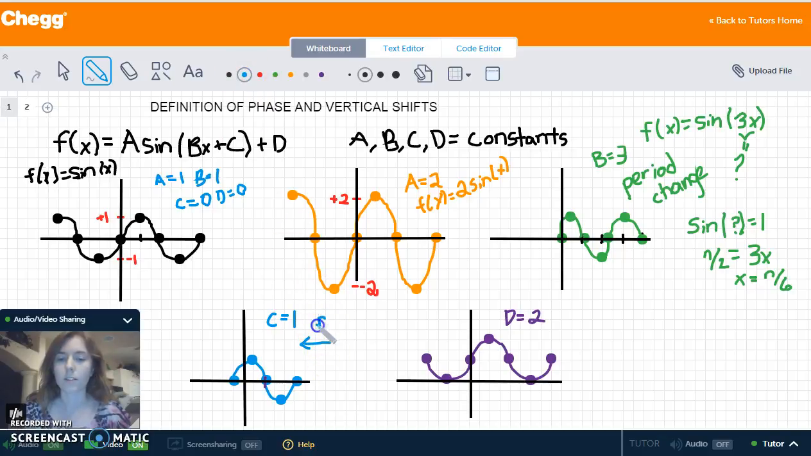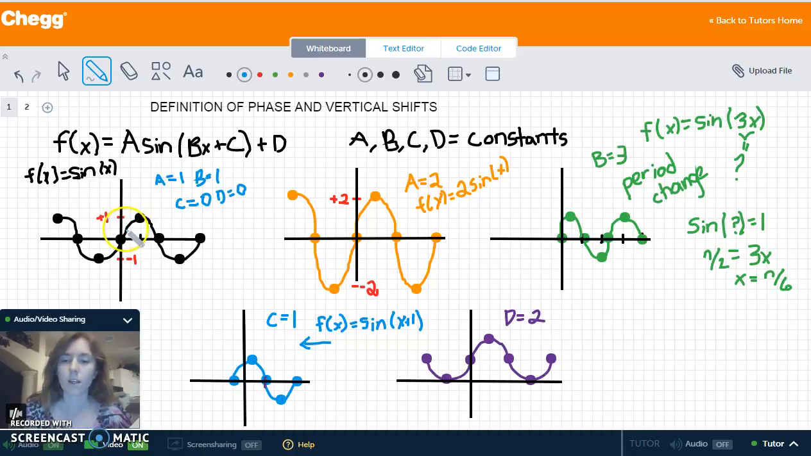So, moving on. In this case, I made my c equal to 1. So I've got f of x equal to sine of x plus 1. So that means the graph gets shifted by 1 to the left. So let's think about this. You're adding 1. You would think that it goes to the right. But let's look at this.